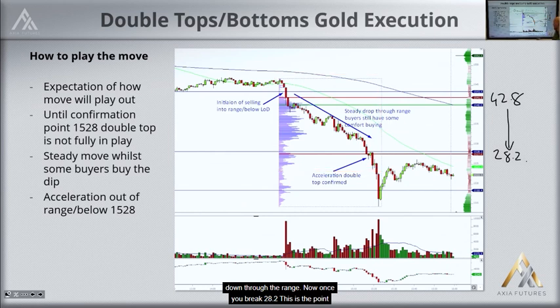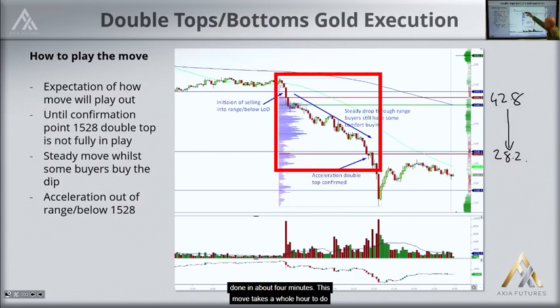Now, once you break 28.2, this is the point then where everyone's now thinking this is a double top and the market can go down. So buyers are now in trouble. Sellers now are able to come in and sell more. Now you start to get the acceleration, and this provides a much, much quicker move. 28's down to 15. So the same size move that you get here is done in a matter of 4 minutes. This move takes a whole hour to do.